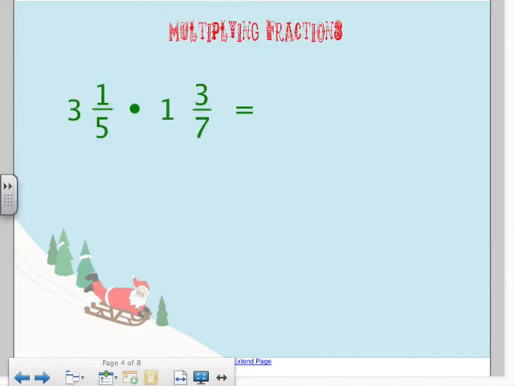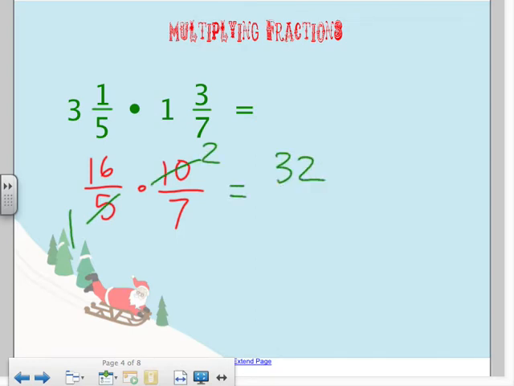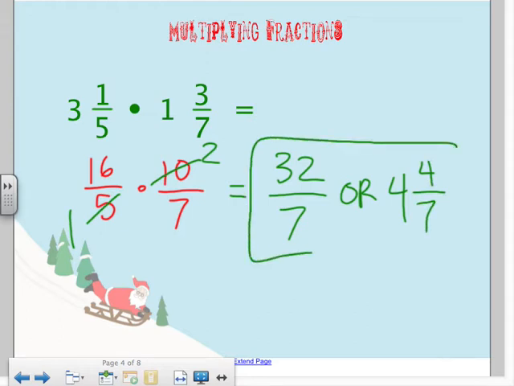All right, again, pause it and then hit play to check your work. All right, 3 and 1/5, that's 16/5. Times 1 and 3/7, that's 10/7. Do some simplifying. The 5 goes into 10 2 times. Do our multiplication, we get 32/7. If you want to turn that into a mixed number, it'd be 4 and 4/7. So either of these answers is correct.